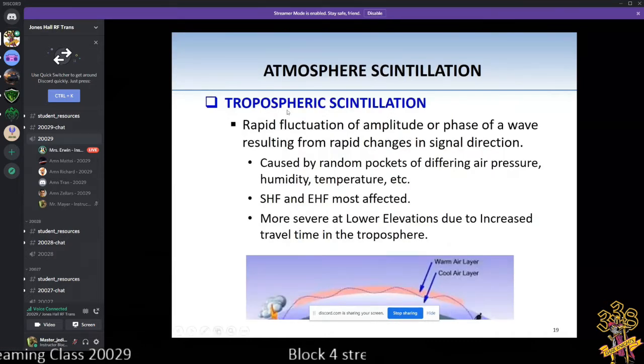Tropospheric scintillation, talking about in the troposphere, you have all that moisture and dust and pollution and humidity. Well, all of that has a tendency to form little pockets of warm air and then a pocket of cooler air, and maybe you have a pocket of heavy humidity, and then it goes into a drier pocket. Well, as your signal travels through those different pockets, it's going to speed up or slow down depending upon density and all of the makeup of that little space that it's going through. Now, SHF and EHF are your most affected.